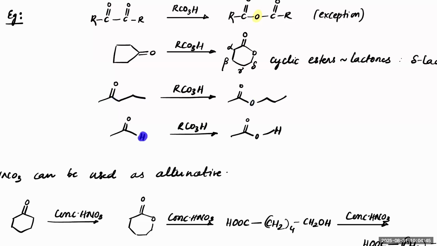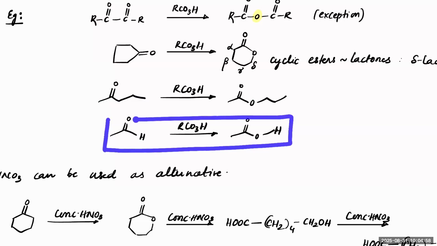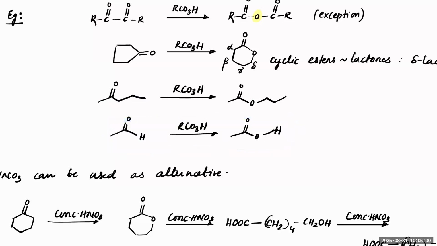Okay. Hydrogen is there, methyl is there. Hydrogen has better migrating aptitude, so insert oxygen here. So that's how you'll get an acid. Have you noticed Baeyer-Villiger is also a case where an aldehyde can be converted into an acid, just like the Schiff test? But the Schiff test is only given for aldehydes, whereas Baeyer-Villiger oxidation is given for aldehydes as well as ketones.